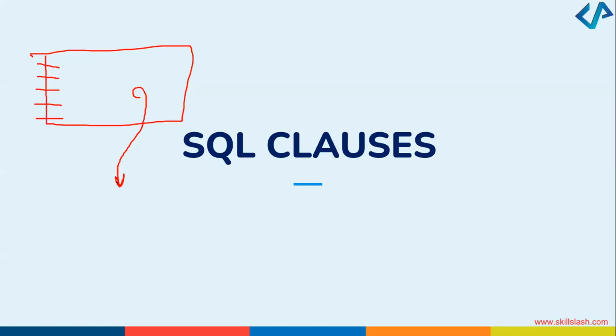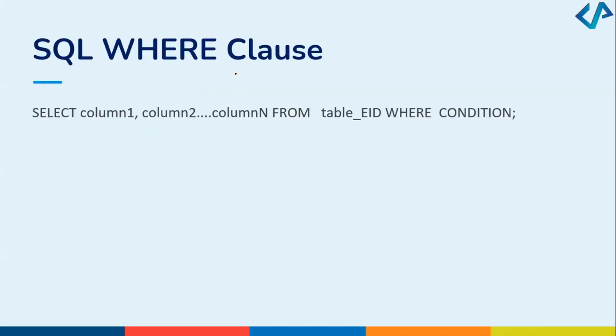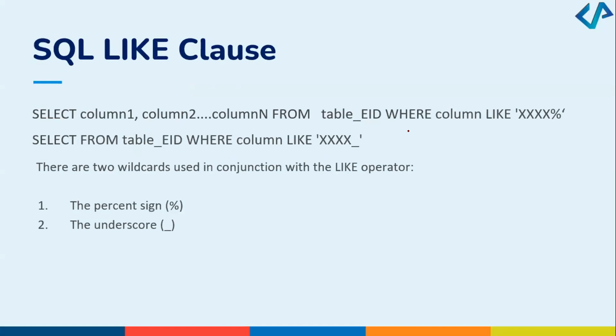So what my query would be? Select star. A star means that you want to select everything, all the details of those students from the table name. The clause that you can use here is where, right? So what is going to be the query syntax in this case? The query syntax will be select, give the column names, what you want to select, from, give the name of the table, where, and after the where you can put the condition. Right? This is the where clause.